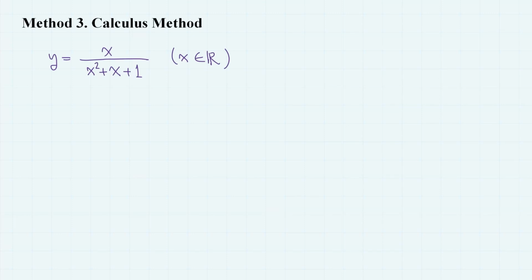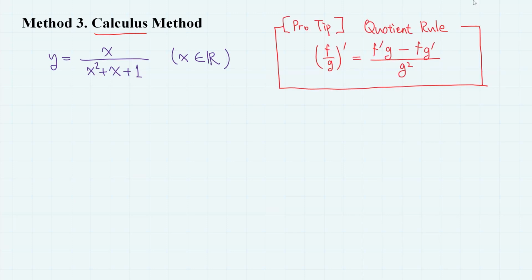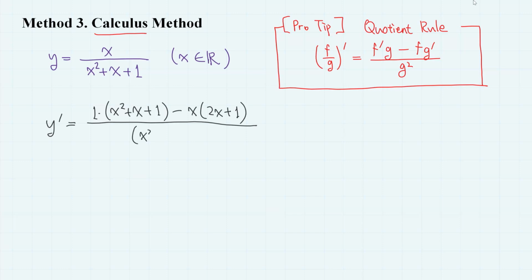The last method is also kind of obvious if you learned calculus. We use the mighty power of calculus to find the maximum and minimum values of the given function. So if we take the derivative using the quotient rule, we obtain the derivative y prime is equal to 1 times x squared plus x plus 1 minus x times 2x plus 1 divided by x squared plus x plus 1 squared. So we obtain minus x squared plus 1 divided by x squared plus x plus 1 squared.